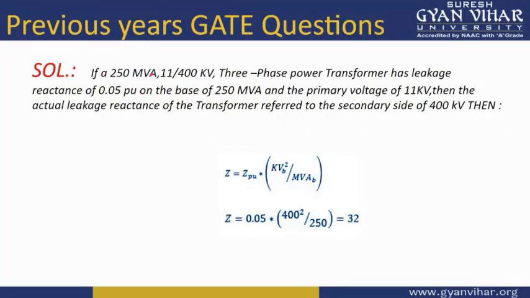The rating is 250 MVA. I've told you that when choosing the base values, it is always preferred to use the transformer's rating. So we have selected the transformer rating of 250 MVA, which gives me the reactance of 0.05. Now for the 400 kV, when this is referred, the impedance would be 32.